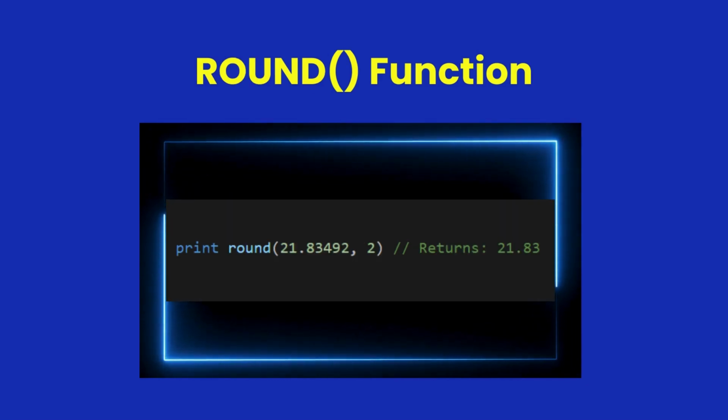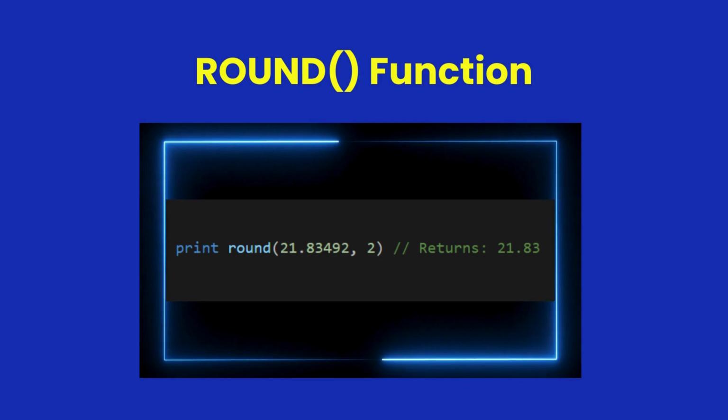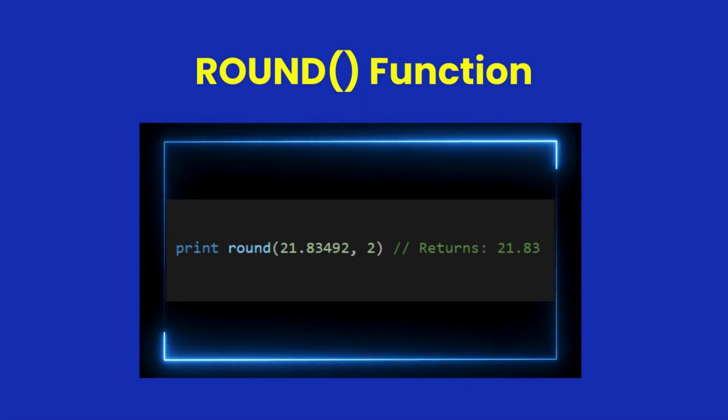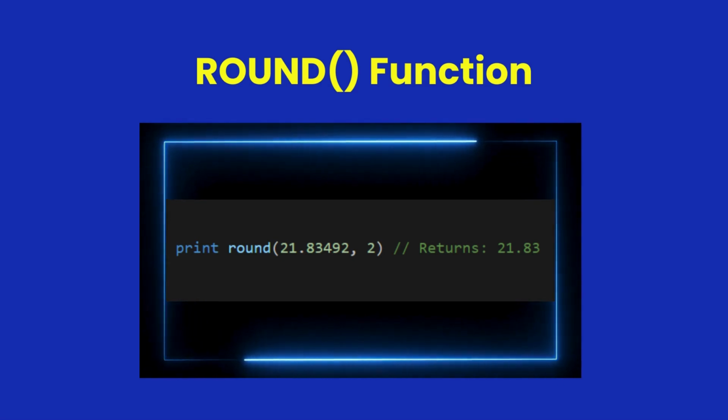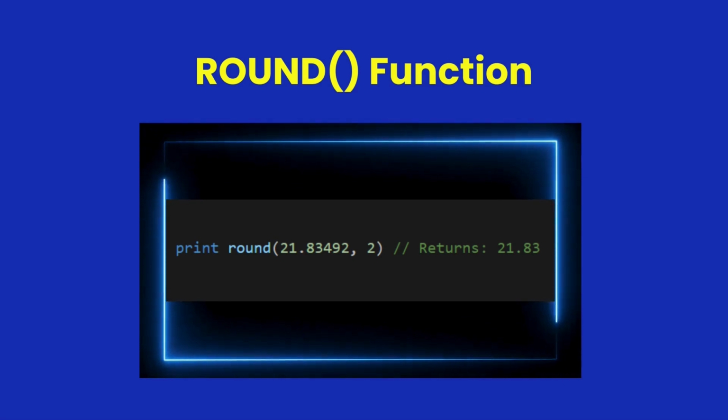The round function rounds a number to the specified number of decimal places. For example, the round function helps in rounding numbers to a desired precision.